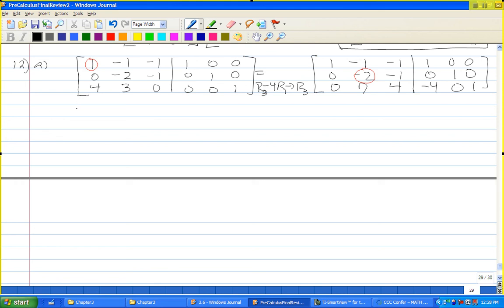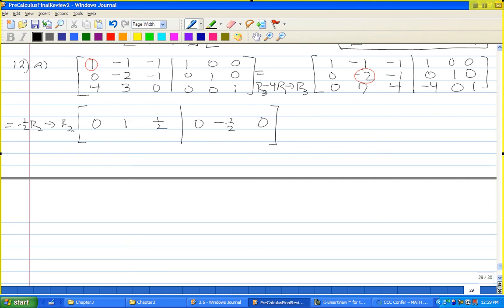So this is equal to, let's take 1/2 of row 2 to give me a new row 2. So multiply by negative 1/2. So 0, 1, 1/2, 0, negative 1/2, 0.